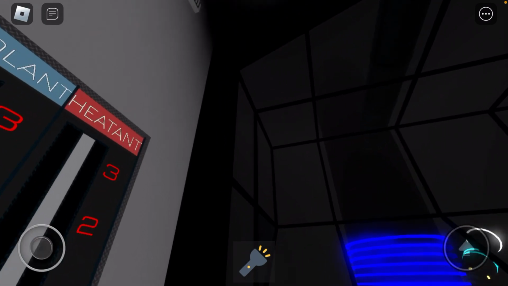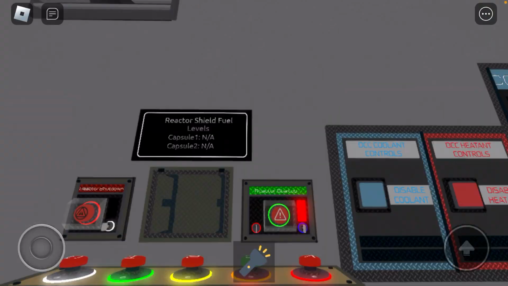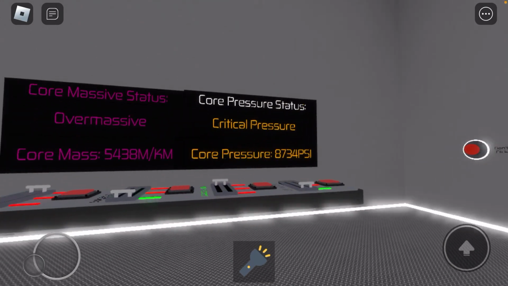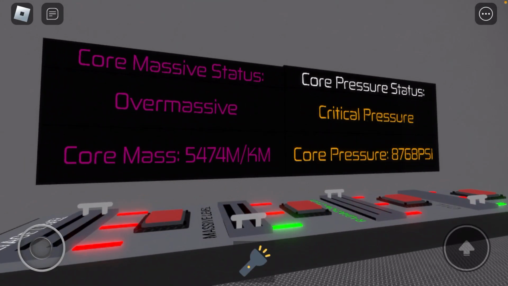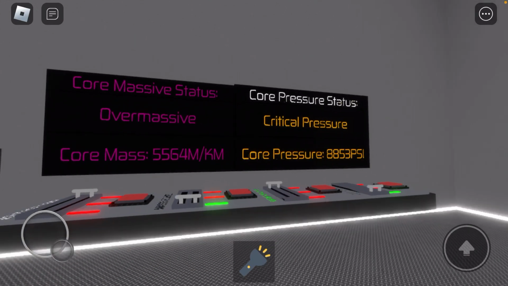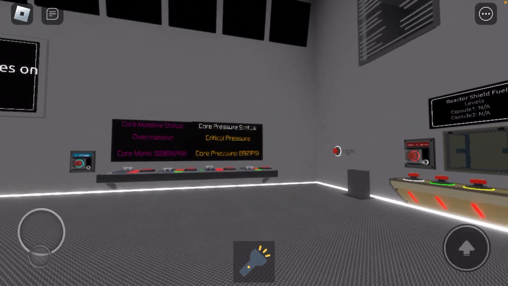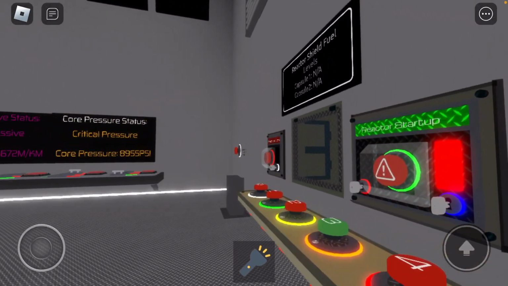What happens if heating goes on? No idea, but we shall figure it out. Because I think this mass may reach critical levels, but the pressure is already critical. So we'll wait until the next stage.